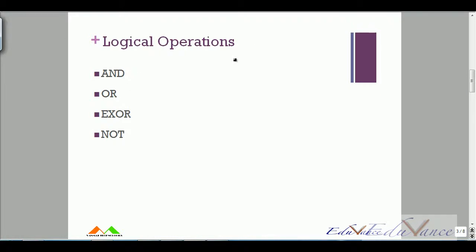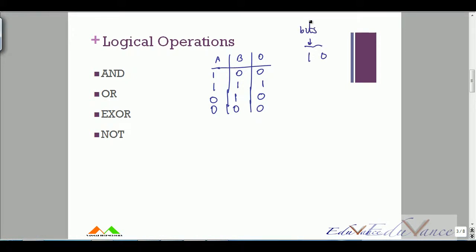An AND operation: if I use a 1-bit operation with two inputs A and B, and this is the output O, then if A is 1, B is 0, my output is 0. If A is 1, B is 1, output is 1. If A is 0, B is 1, output is 0. If A is 0, B is 0, then my output is 0. And again, these 1s and 0s are bits, as we know. So in effect, only when both A and B are 1 is my output 1. This is the AND function.